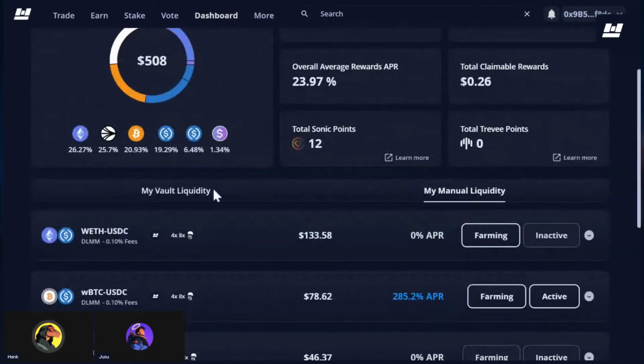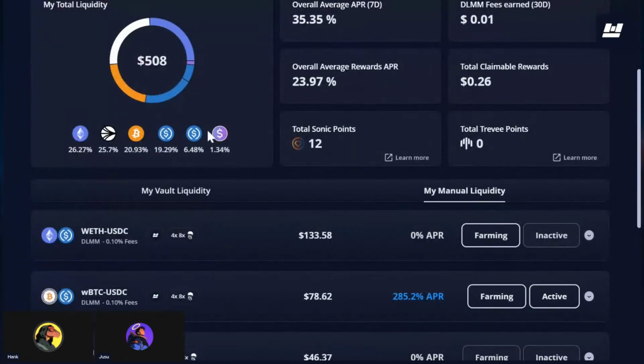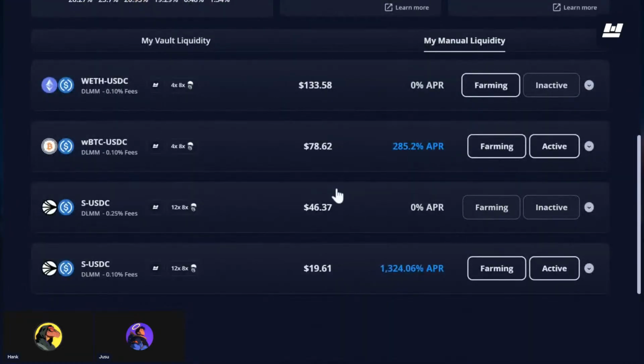So you have a nice overview of your portfolio. You always see all the points you're earning, your liquidity, and you can see everything to have an overview of your positions.